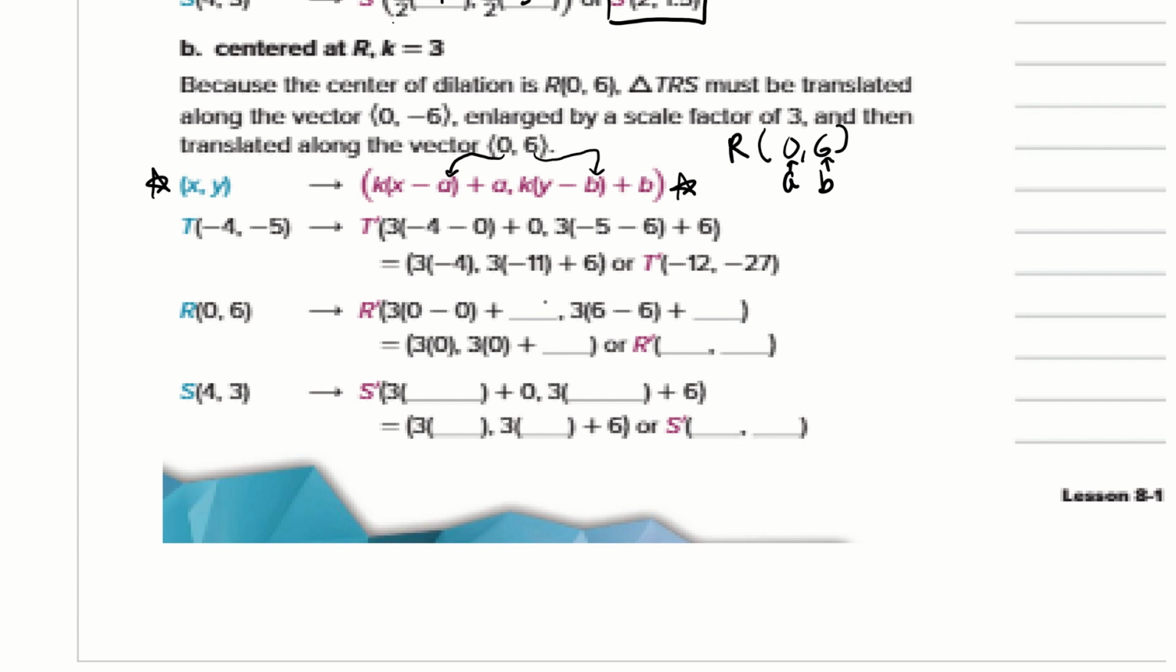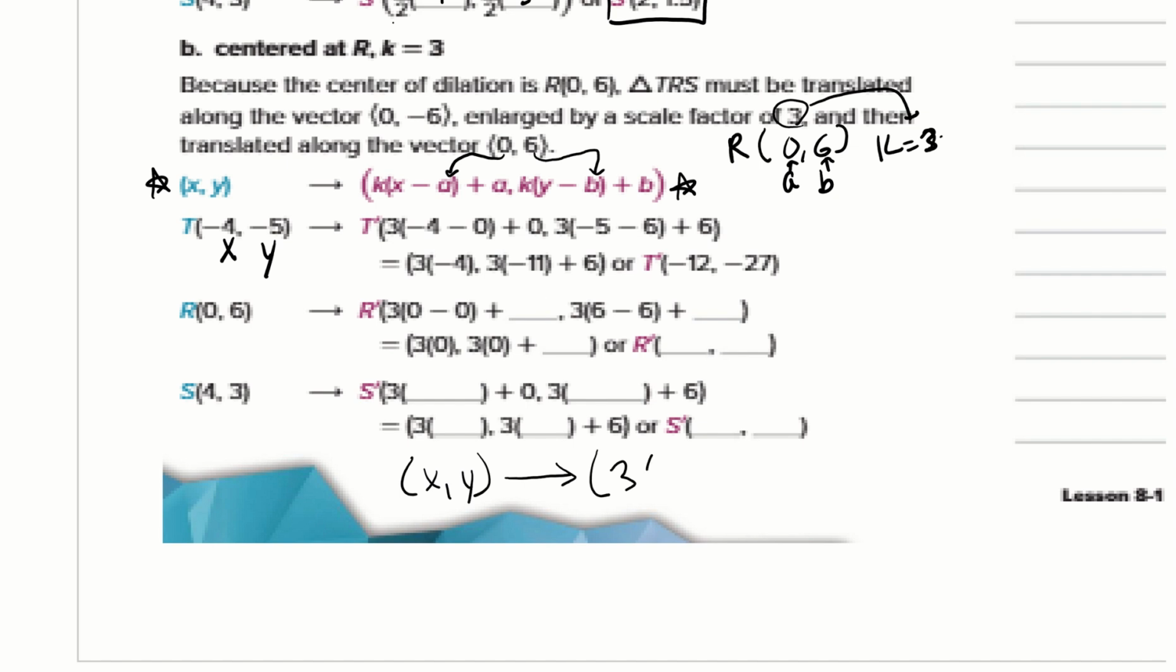Okay, so we got our A is 0 and our B is 6. That's what we said, right? So we put that in there. Now this is going to be X, Y. So let me write down the generic transformation. Okay, I'll do it down here just so we have it. So we got (x, y) maps onto. Now K is a scale factor of 3, so that's K. So let me just write K equals 3 because that's what they told us there.